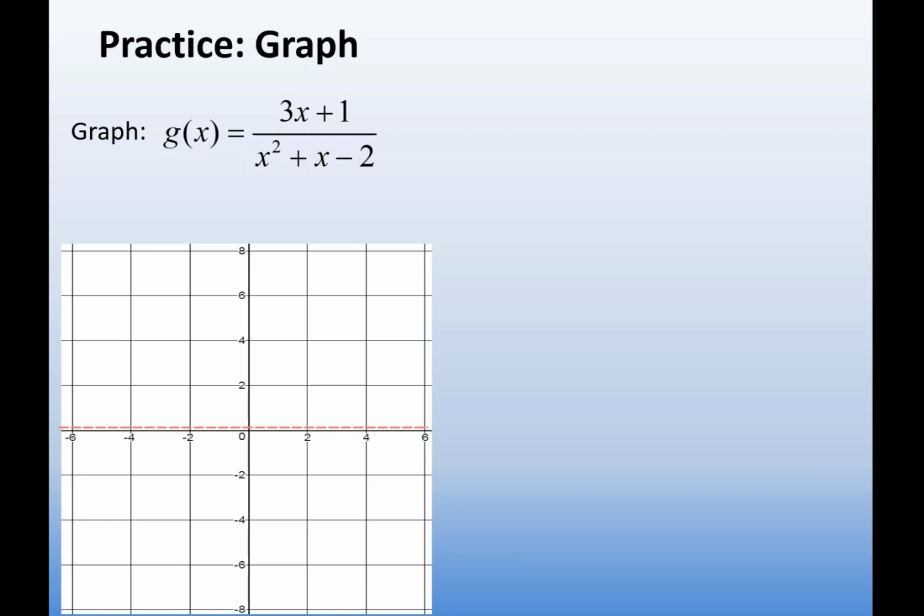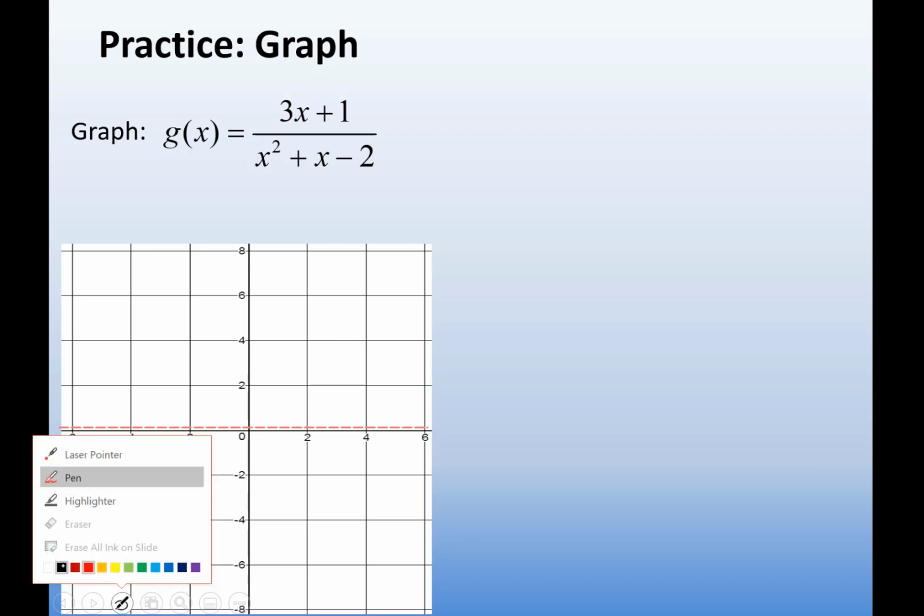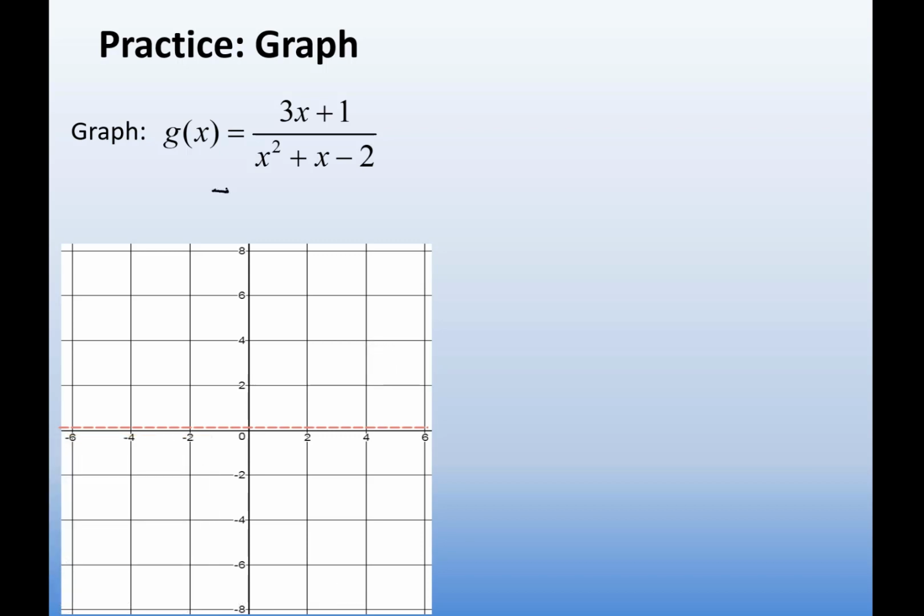All right, let's do another graph. So it's always good to start out with factored form. And so let's get this guy factored. 3x plus 1 is already factored. The denominator, though, is x plus 2, x minus 1.